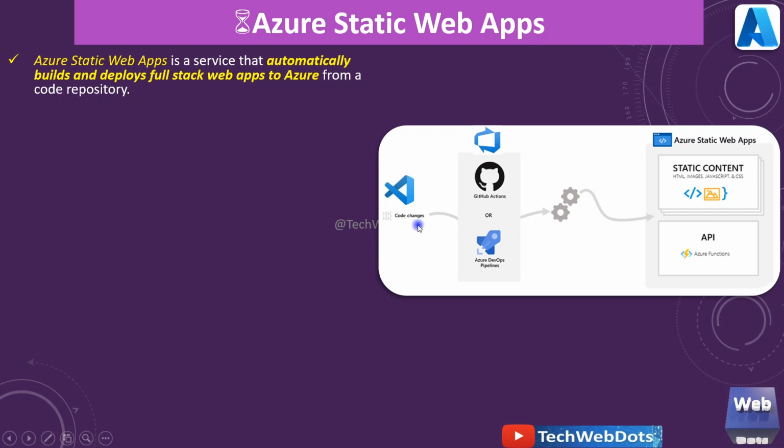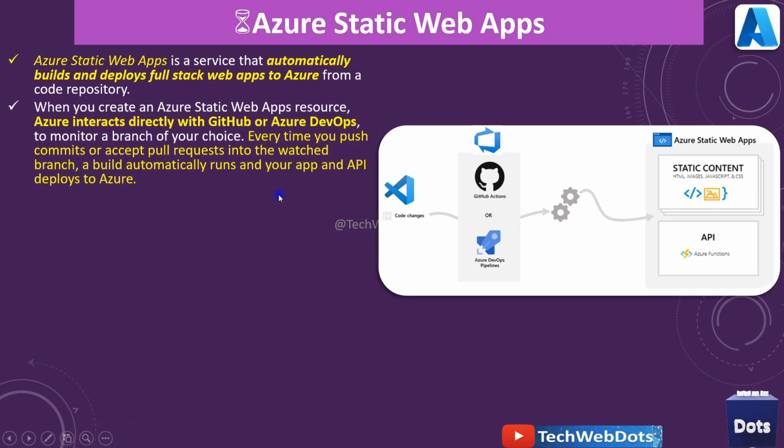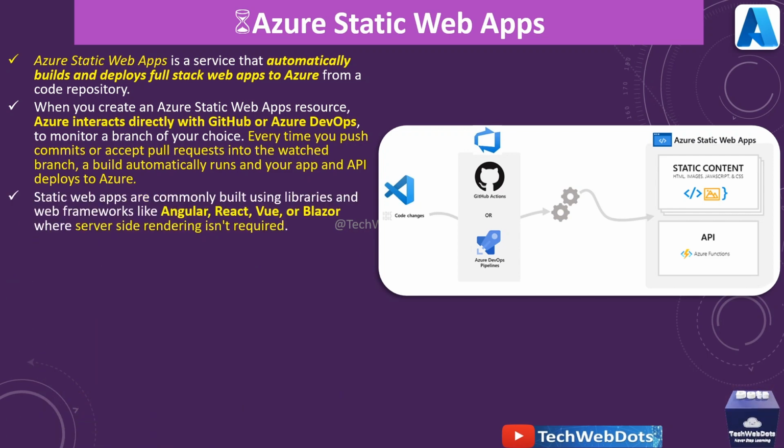But this is the very beginning, so let's understand more about static web apps. When you create a static web app resource, Azure interacts directly with GitHub or Azure DevOps to monitor a branch of your choice. Every time you push, commit, or accept a pull request into the watched branch, a build automatically runs and your app and API deploy to Azure. So how cool is this, right? If there is a proper setup, we can definitely leverage both worlds. One is the Azure resource, another is Azure DevOps.